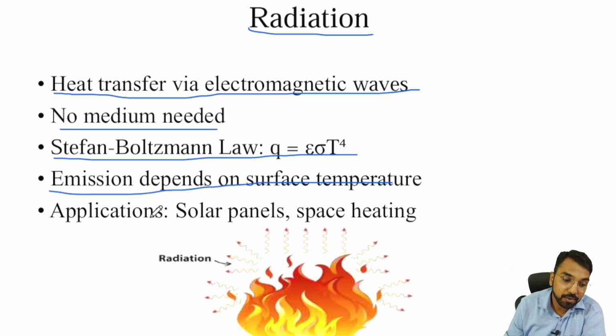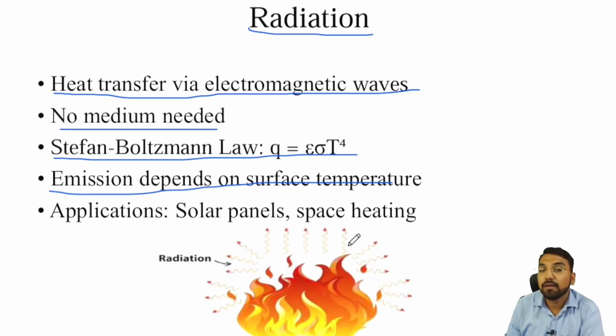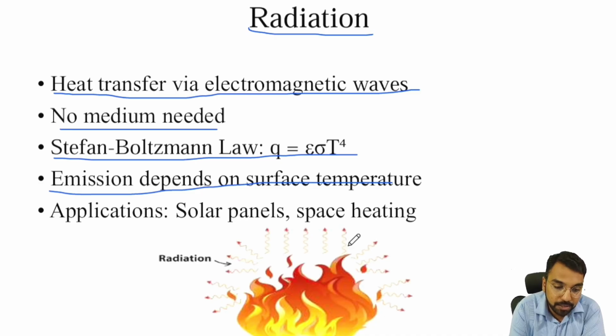Applications are solar panels and space heating. In a solar panel, you have observed that the energy coming from the sun is absorbed and used for the working of PV cells, and those PV cells convert the radiant energy into electricity. Similarly, space heating.